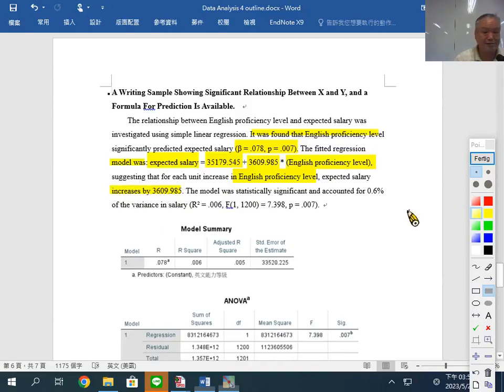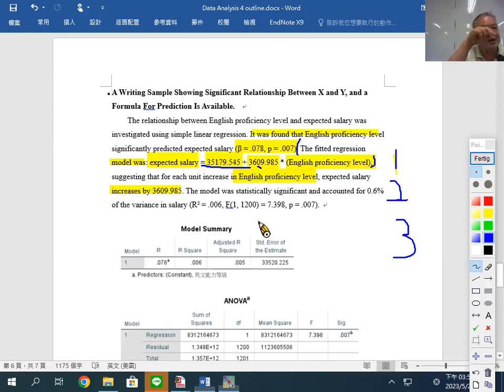Okay, so let's see, we have 3 different levels: 1, 2, 3, right? So if you are 1, then it's the constant plus this. And if you are 2, then it's the constant plus this times 2. And this times 3, right? Okay, so we have an equation here, and the numbers for the equation come out from the table. So we just put them over there.